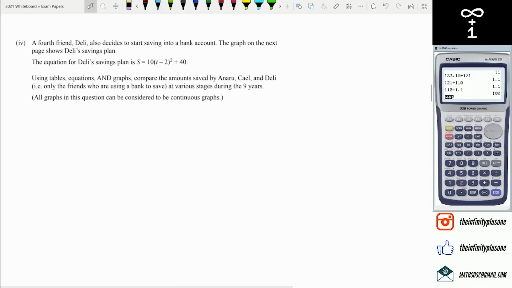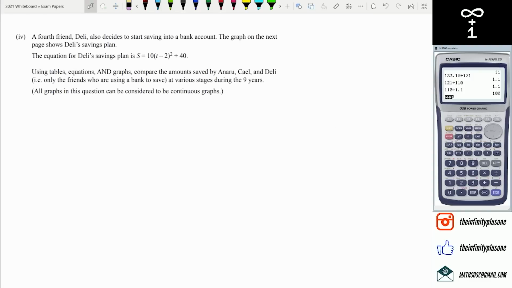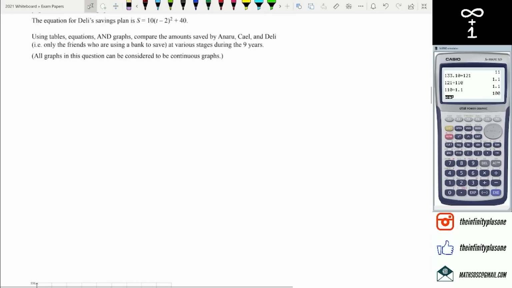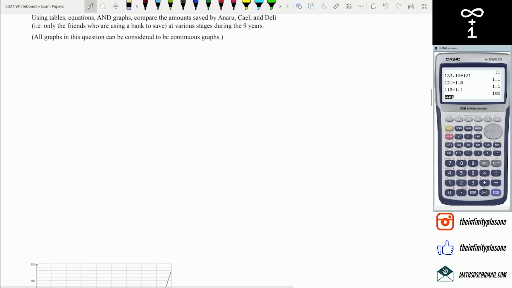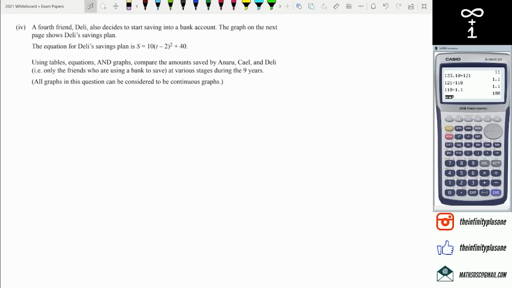All right, guys, so question 4, what we have here is another person coming in, and their equation for their graph is down here, which is a parabola. And it basically says, okay, here's something that we need to remember. It says use tables, equations, and graphs. Which means we have to use graphs and one of tabular equations from the sounds of it.